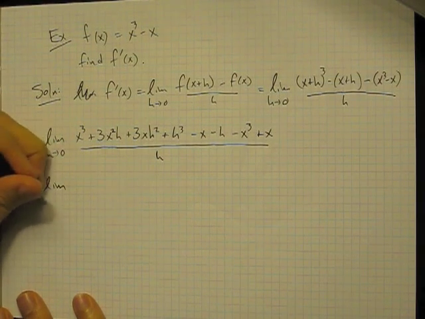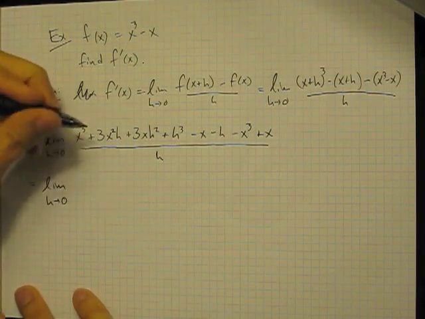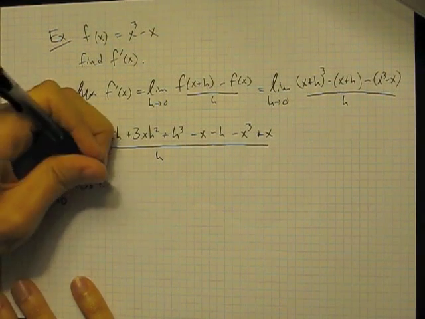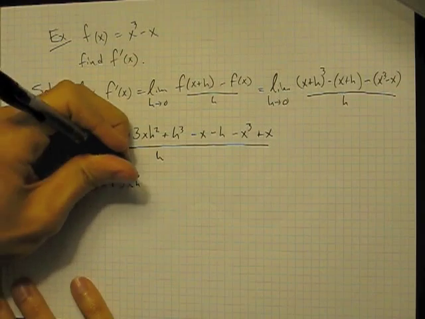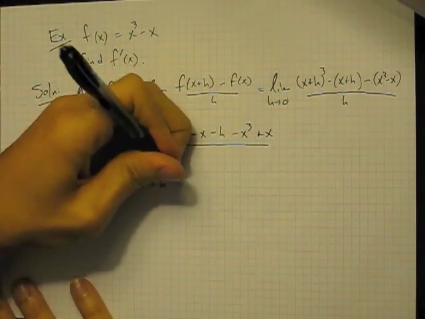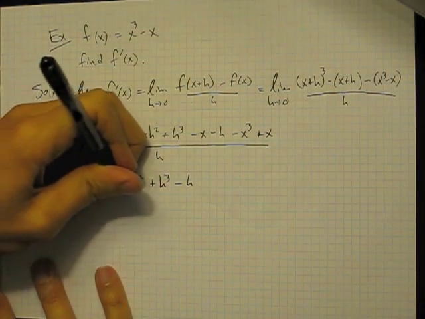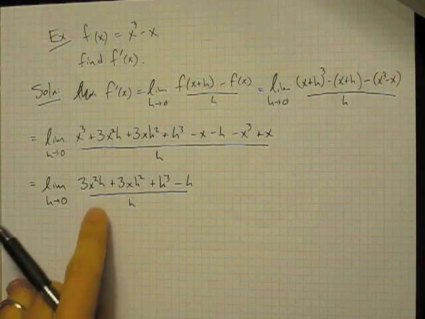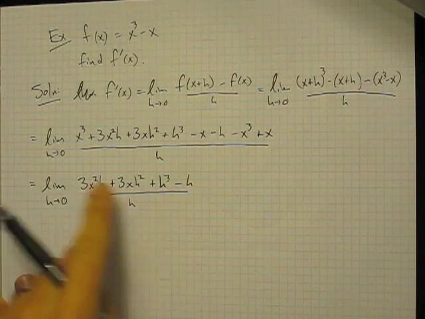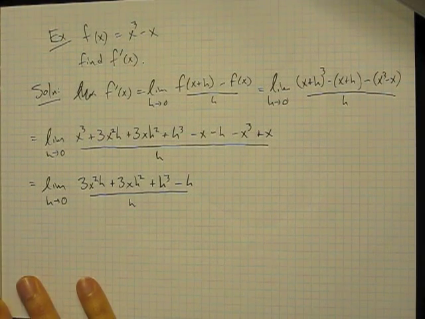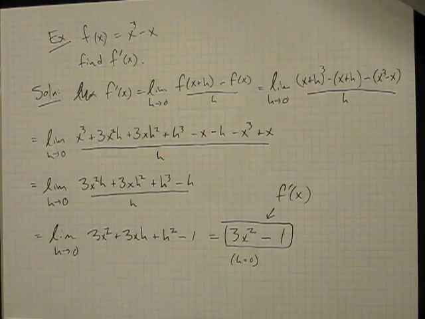So let's rewrite this after we get our little preliminary cancellation. We get 3x squared h plus 3x h squared plus h cubed minus h, and everything else is gone, and we divide by h. Now every piece of the numerator here has a factor of h inside of it, so let us cancel.